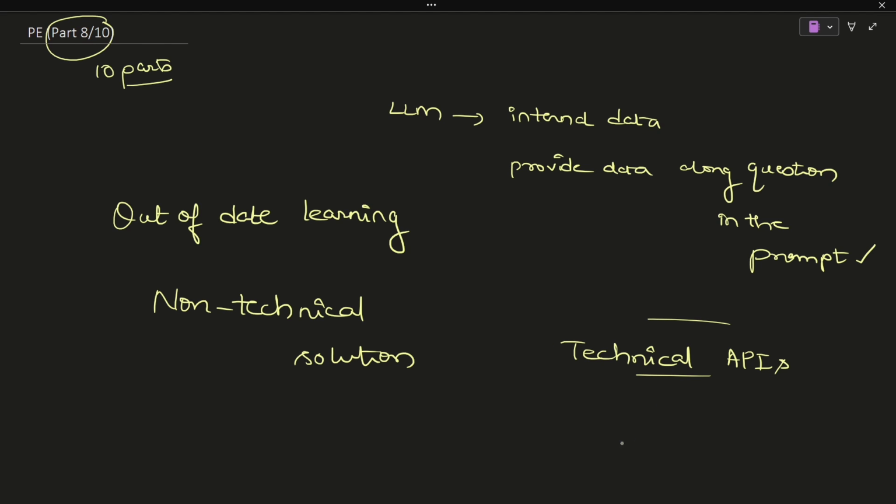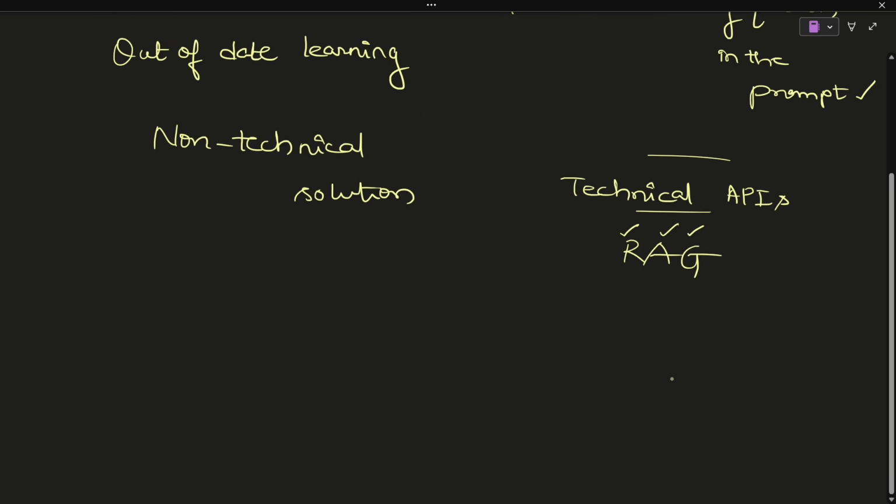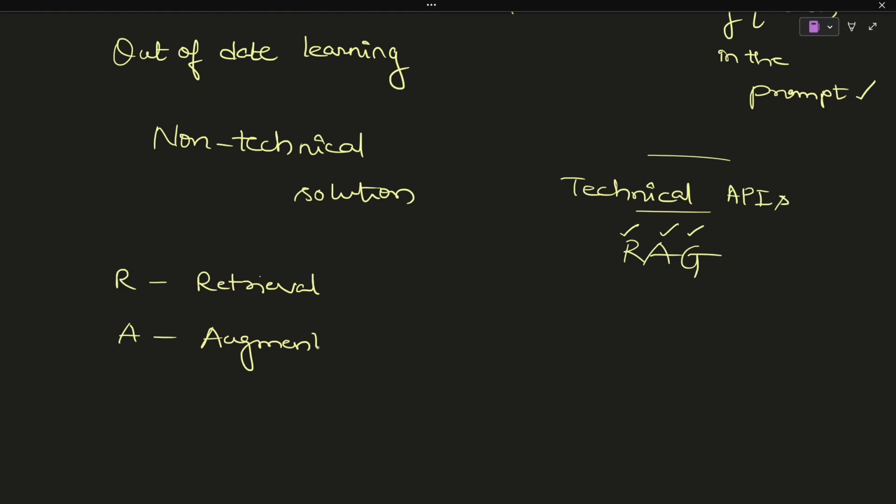Now, when it comes to this technical approach, you wouldn't use in-context learning. Instead, you would use a different technique called RAG. What is that? It's retrieval augmented generation. You can pronounce it the way you want, but I think retrieval is correct. R stands for retrieval, A stands for augmented, and G stands for generation.